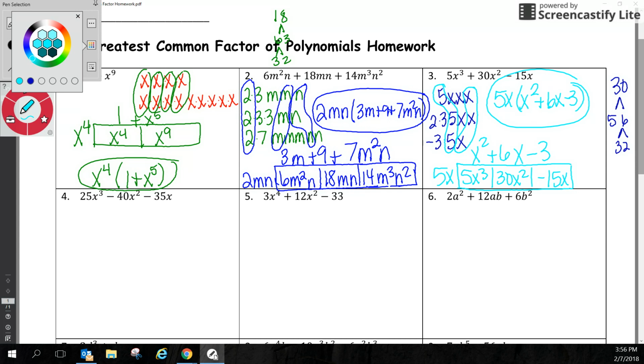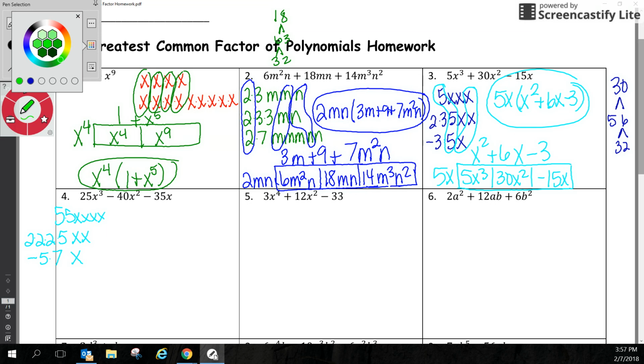All right, number 4. Let's see. 25 is going to be 5 times 5, and then 3 x's. 18 is 8 times 5. 8 is 2 times 2 times 2 times 5, and 2 x's. 35 is negative 5 times 7 and 1 x.